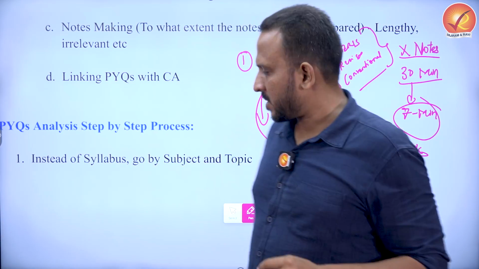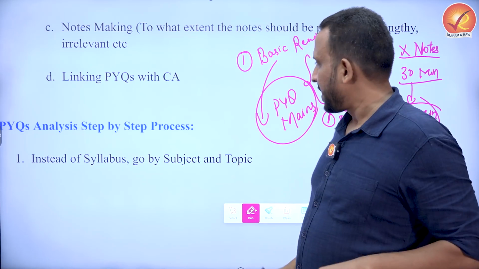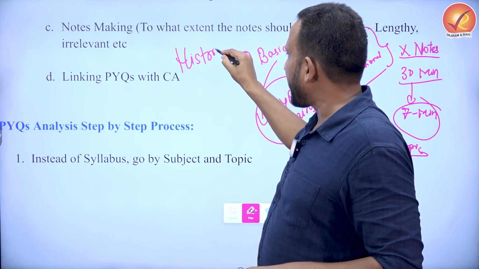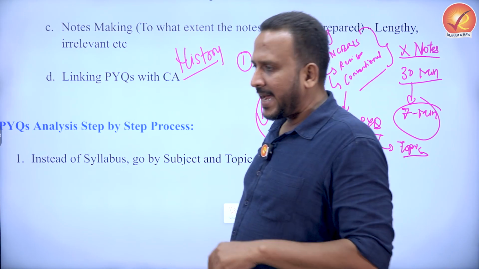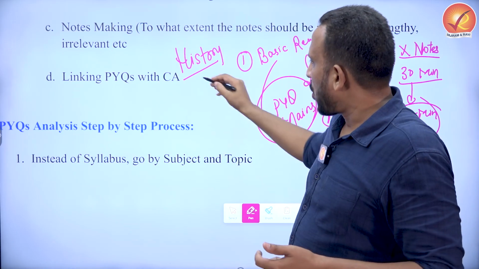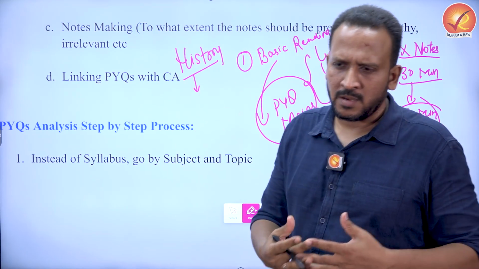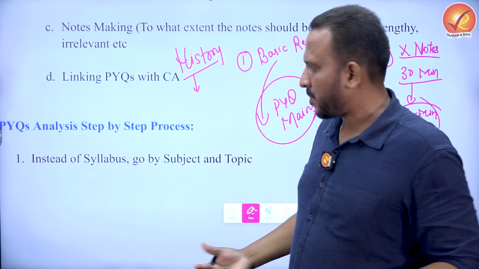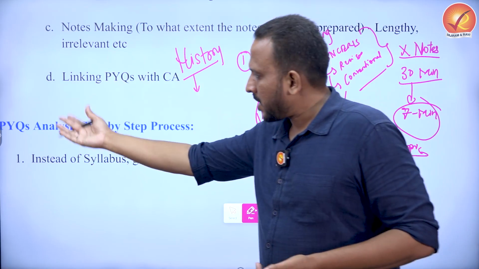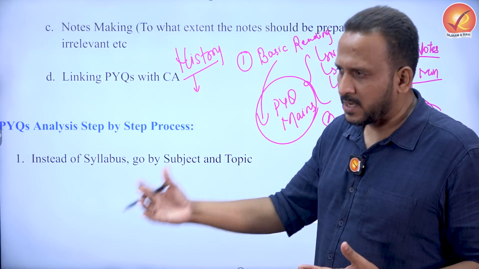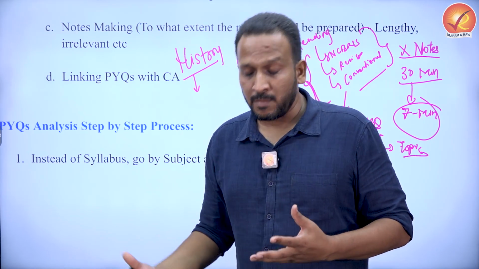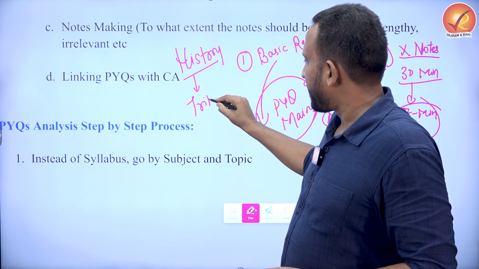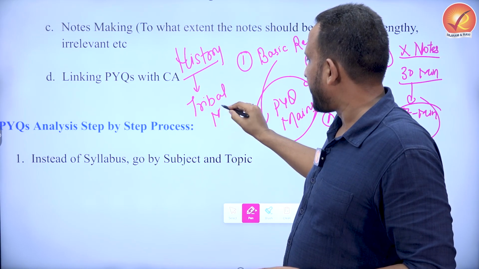The very first thing you need to identify: suppose you are reading history, and in history you want to revise. This is just an example. You can pick up the very first topic. However, I'm going to link the previous year's questions with the 2023 mains paper as well. So I am picking up the topic of tribal movement in India.